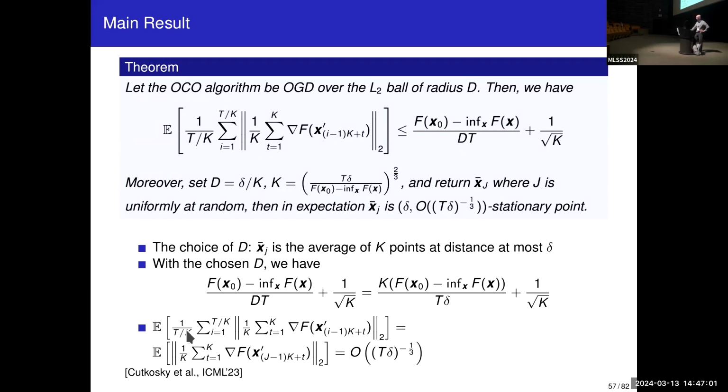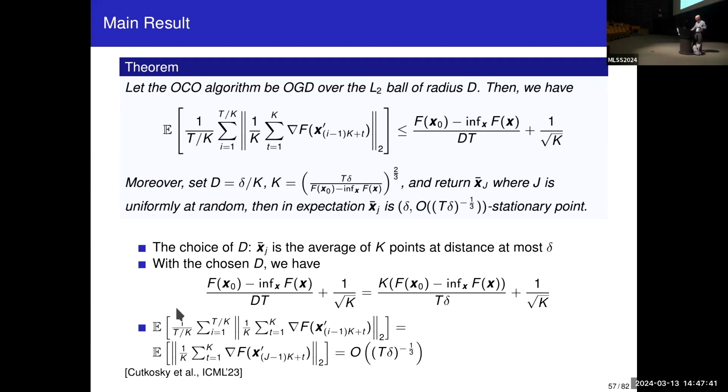There are two averages. There is an average over the number of cycles, because you have capital T iterations and each cycle has length k. So how many cycles do I have? T divided by k. So this is an average over the cycles. What is the stuff inside? The stuff inside is the average gradient over the cycles. Over each cycle, I have a bunch of iterations, and I am looking at the average value of these gradients.